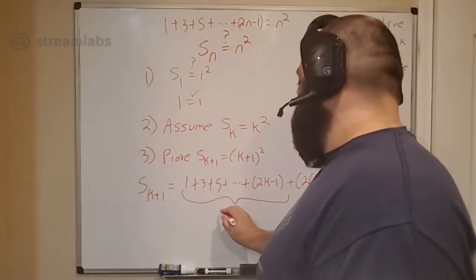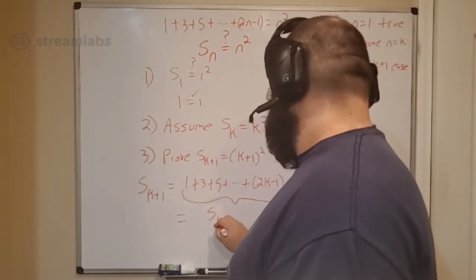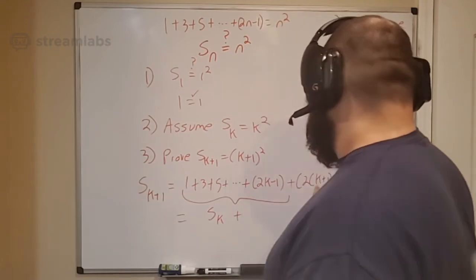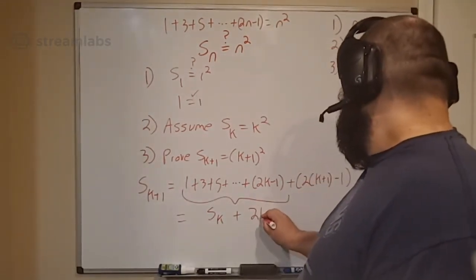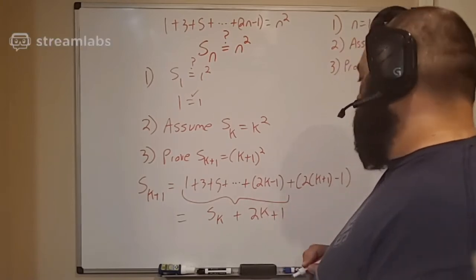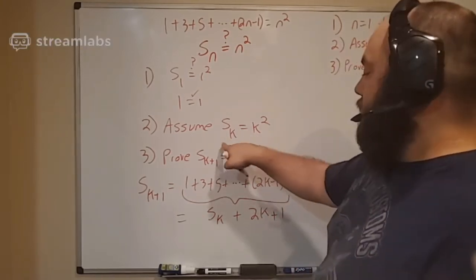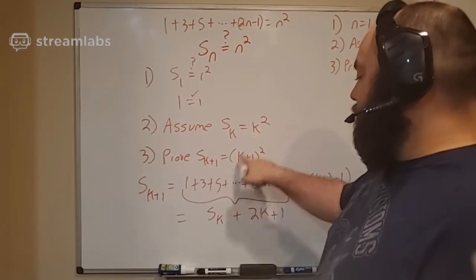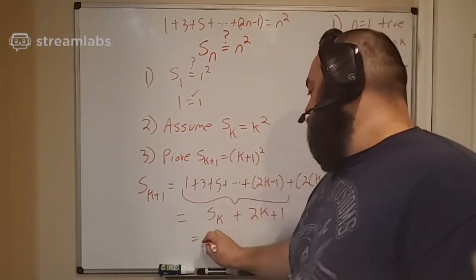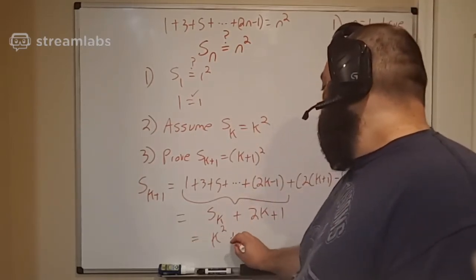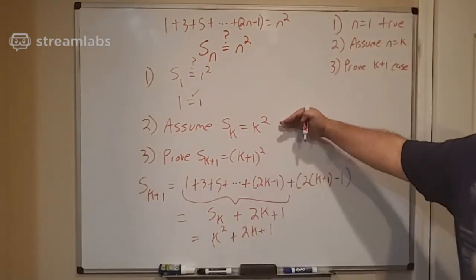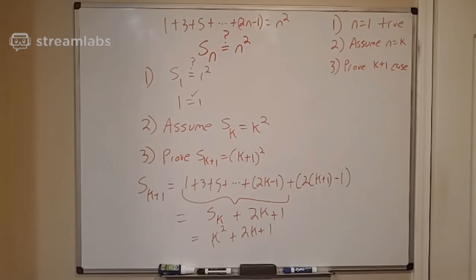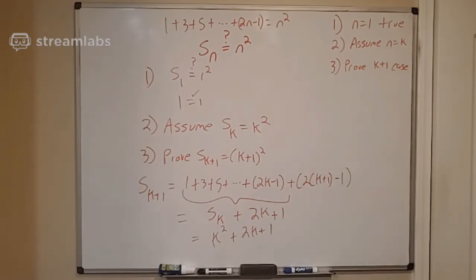Plus, I'm going to go ahead and simplify this out a little bit. So this is 2k plus 1. What is s sub k, though? Based on my assumption, s sub k is equal to k squared. That is why we needed this line 2 right here, so that when we get there, we can plug that in, because we say, hey, I'm going to tell you this is true. I'm assuming this to be true, so that I can use it in my step 3.